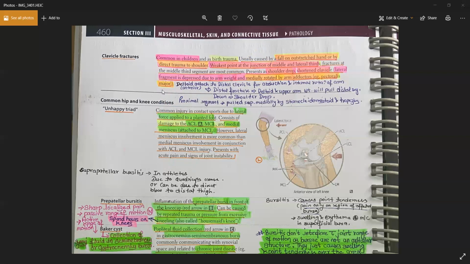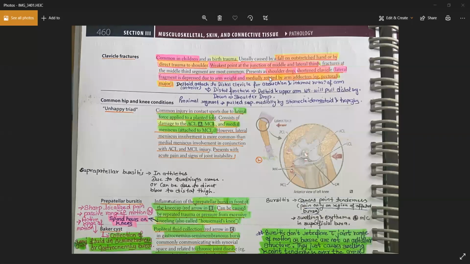So these patients will present with a shoulder drop and a shortened clavicle, and the arm is medially rotated by the arm adductors. The pectoralis is present on the medial side and will attach on the lateral part. So this lateral part will be medially rotated, downward, and you will get the medial rotation.